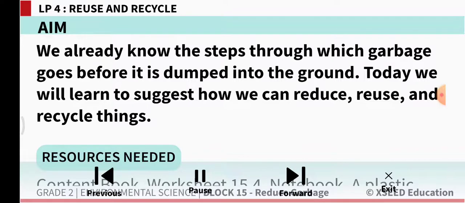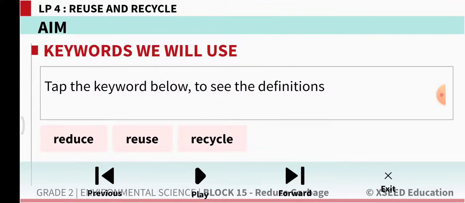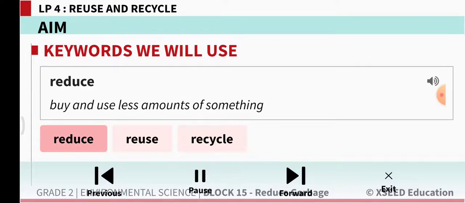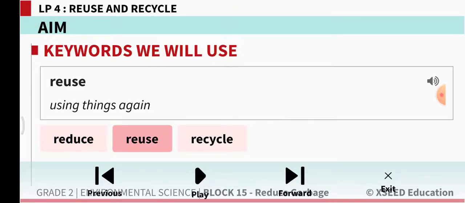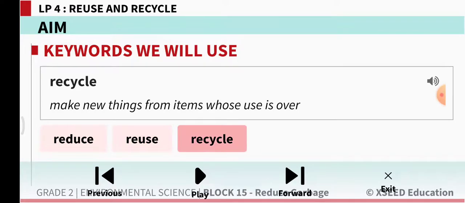We already know the steps through which garbage goes before it is dumped into the ground, okay? Today, we will learn to suggest how we can reduce, reuse, and recycle things. The keywords are: Reduce means buy and use less amounts of something. Reuse, using things again. Recycle, make new things from items whose use is over.